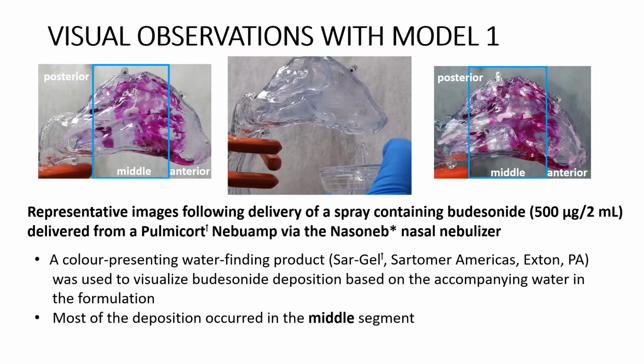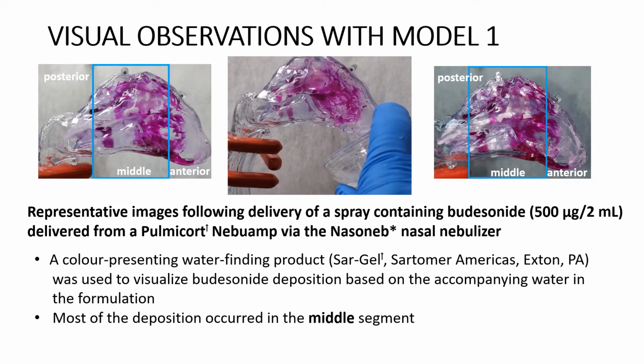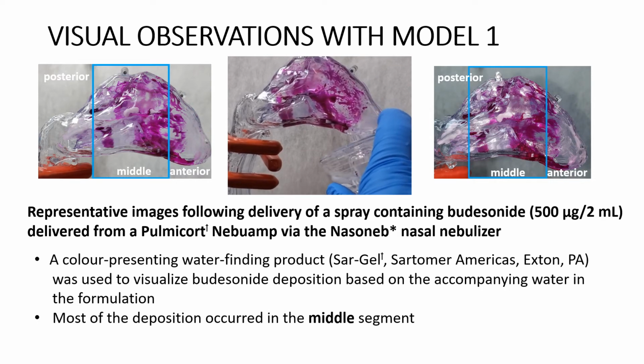SAR gel was applied to the interior surfaces of the model before a spray containing budesonide was delivered to the nasal vestibule by means of the nasal nebulizer. This compound becomes purple when it comes in contact with liquid water, which in this case accompanies the suspension of budesonide particles in the nasal spray. Most of the color development occurred in the middle section of the model, providing qualitative evidence that the budesonide droplets also deposited in this location.